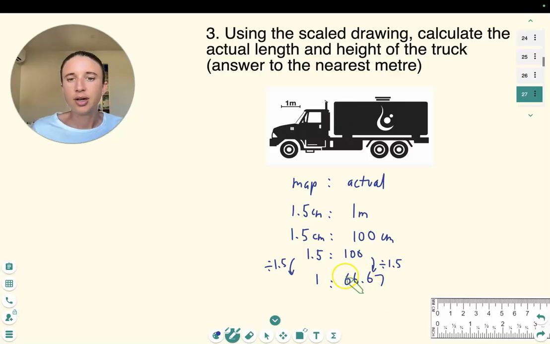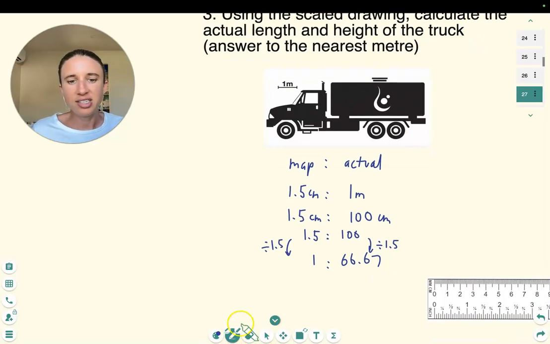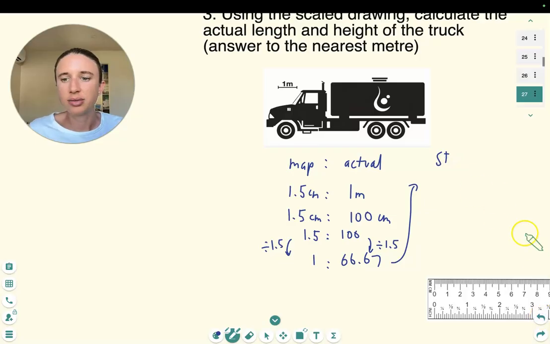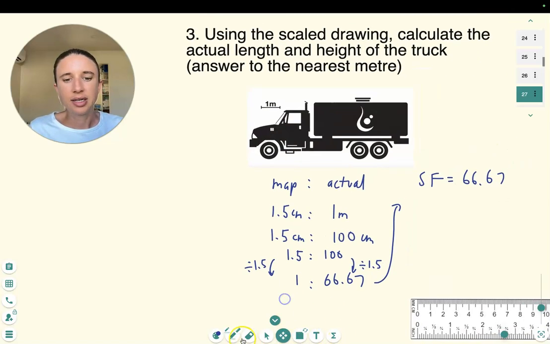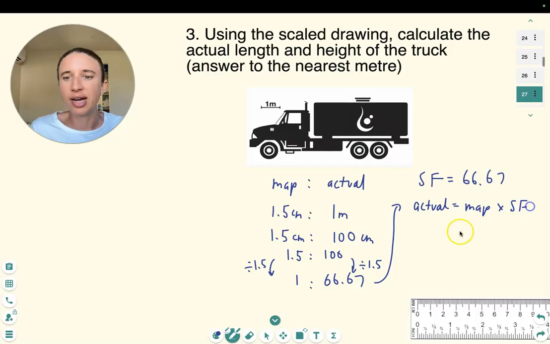66.67. So that is our scale. And we come back to this, it says calculate the actual length and height of the truck. So now that we have our scale, we know that our scale factor is that number on the right-hand side. And I know my formula is actual equals map times the scale factor.